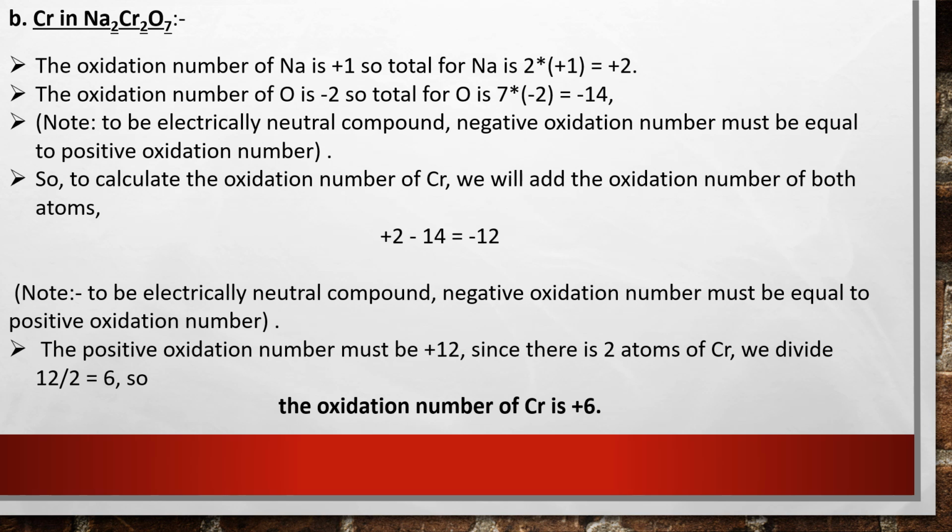So to calculate the oxidation number of chromium, we add the oxidation numbers of both atoms. +2 minus 14 equals -12. The positive oxidation number must be +12. Since there are 2 atoms of chromium, we divide 12 by 2, equal to 6. So the oxidation number of chromium is +6.